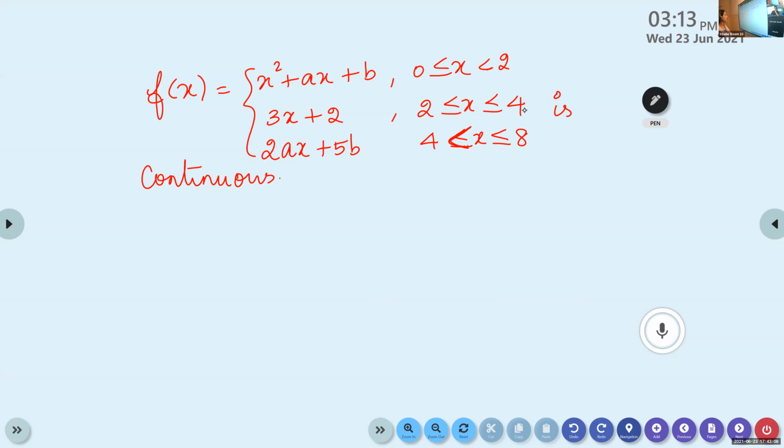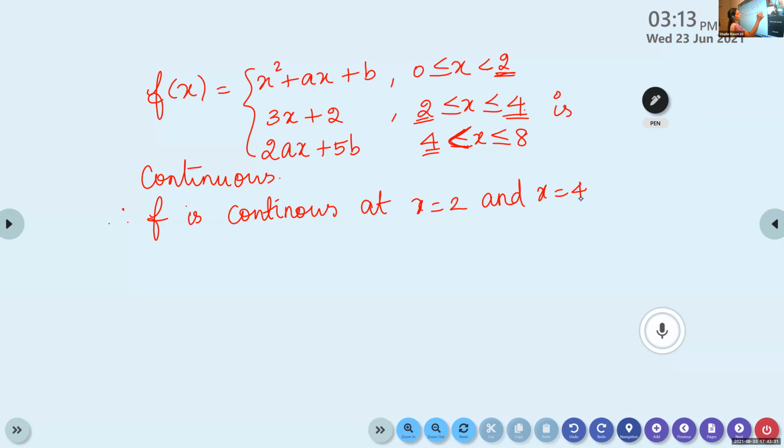So here it is given that it is continuous. Therefore, at the split points, where the function is changing, f will also be continuous. Therefore, I'm taking only those points where the function is changing. So f is continuous at x is equal to 2 and x is equal to 4.